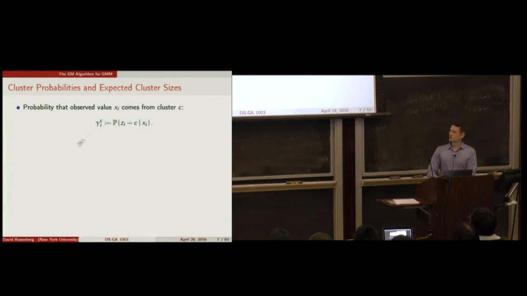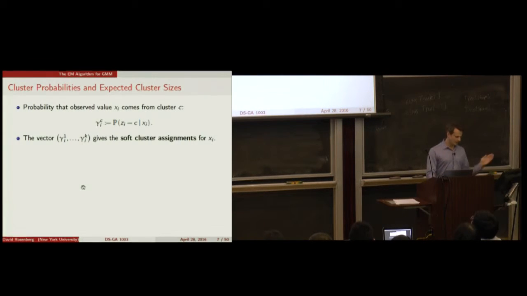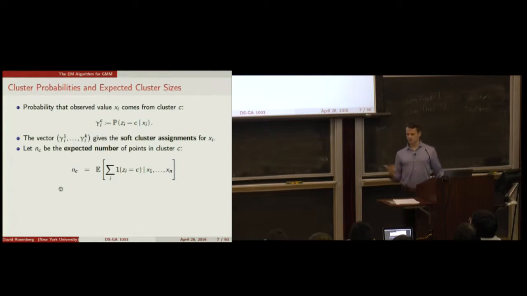Remember this thing we talked about yesterday, gamma IC. We were calling it the responsibility of cluster C for the point xi. I would prefer to just think of it as, for xi, what's the probability we think that it's in cluster C? So that's gamma IC. The vector of the gammas across all clusters is like a soft cluster assignment for a data point. And then n sub c, let's call this now the expected number of points in cluster C.